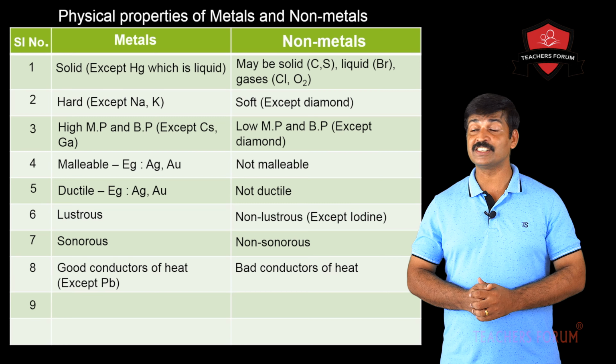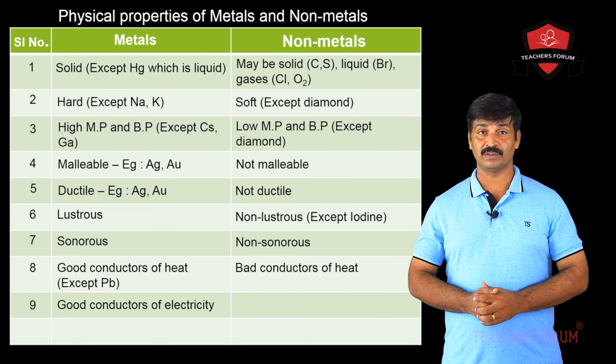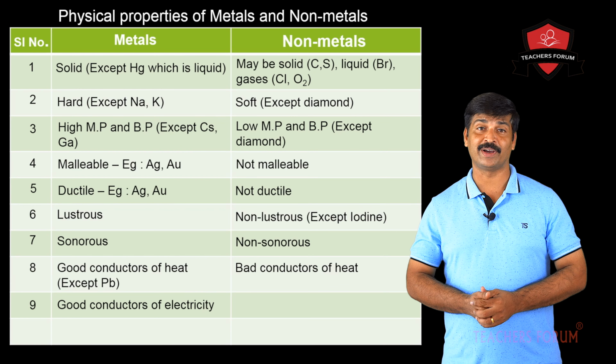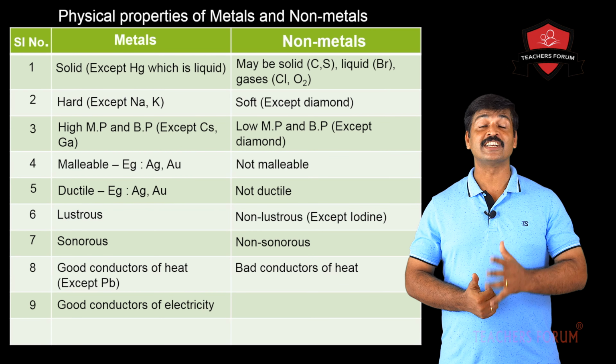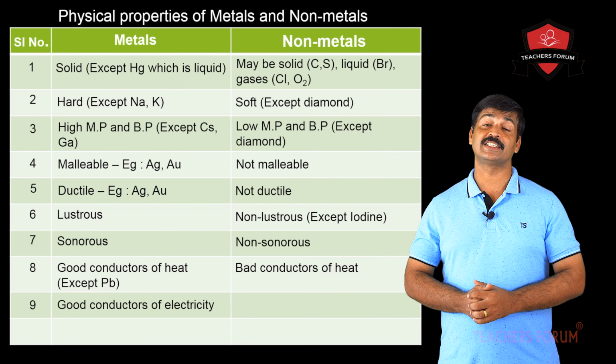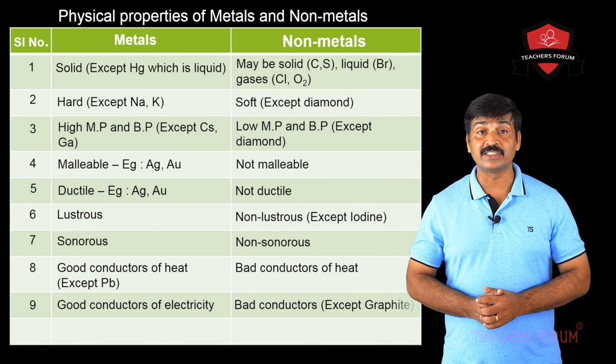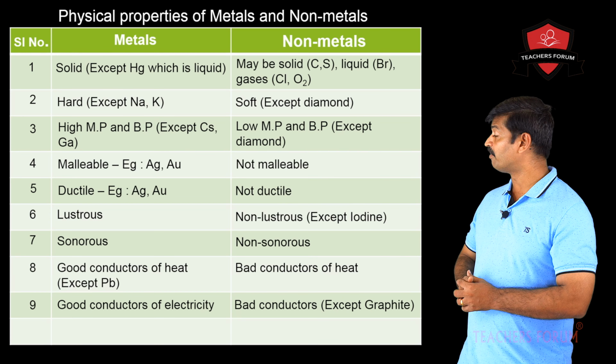Now, the next difference is metals are good conductors of electricity. You see, we use aluminum, copper wires, etc. for transmission of electricity. Why? Because metals are good conductors of electricity. Now, what about non-metals? Non-metals are bad conductors of electricity.